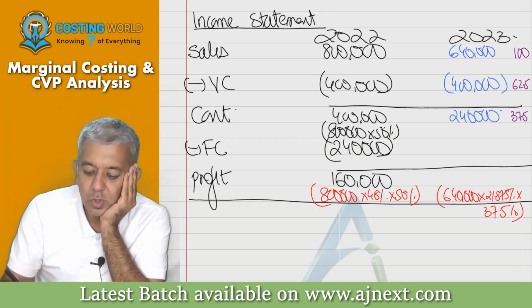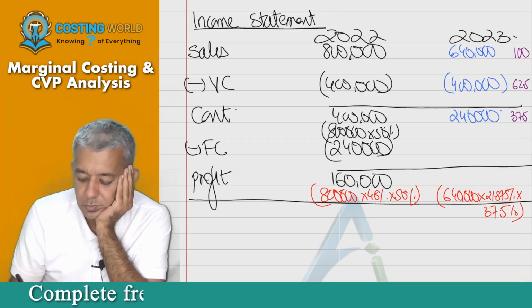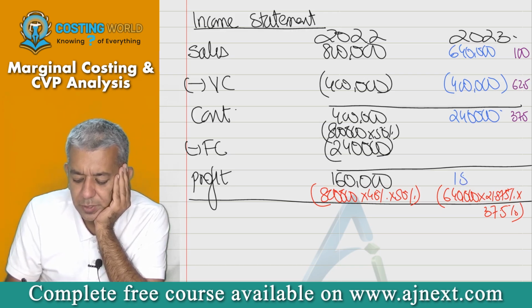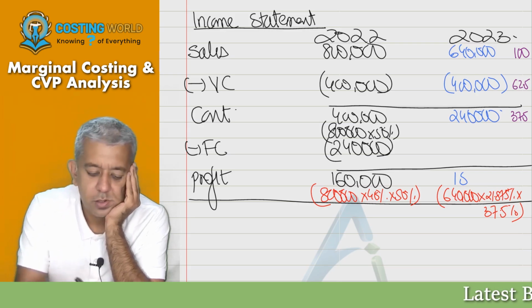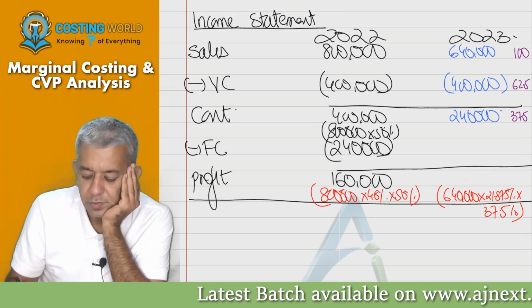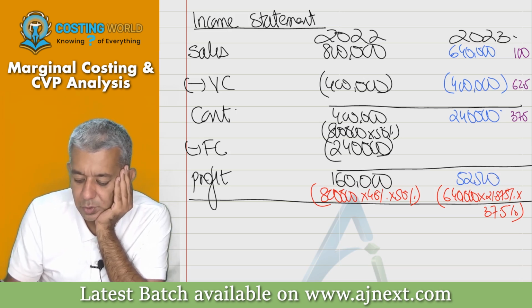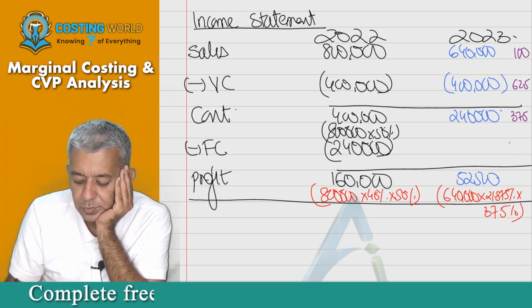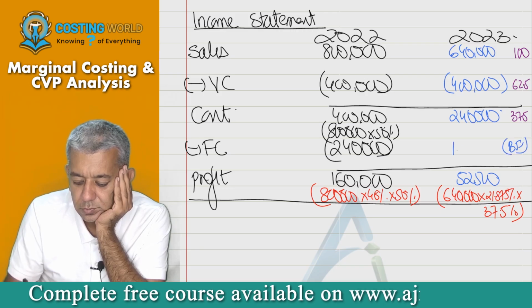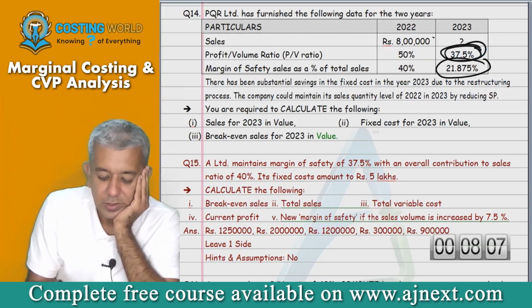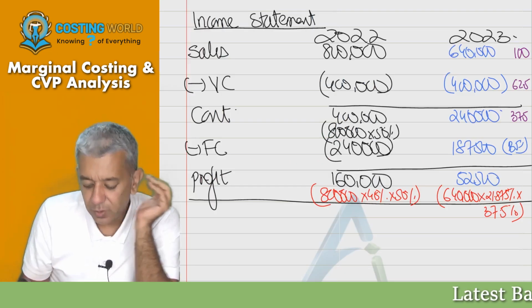So profit comes to how much, beta? 52,500. So fixed cost has come to, balancing figure is how much? 187,500. Let's see the required part. Have we answered everything? Let's write it.